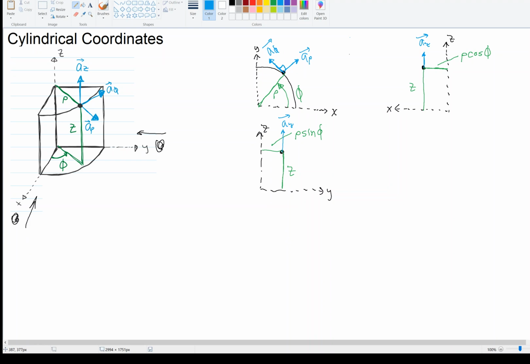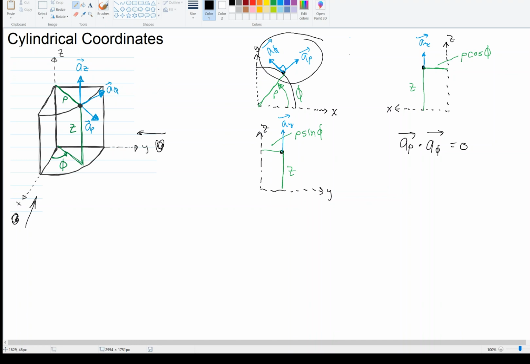Now, as usual, a rho, a phi, and a z are of unit length, and their directions are such that they're all perpendicular. Remember, that makes an orthonormal basis set. So we can talk about things like the dot product: a rho dotted with a phi is equal to 0. Why is that? Because a rho and a phi are perpendicular.